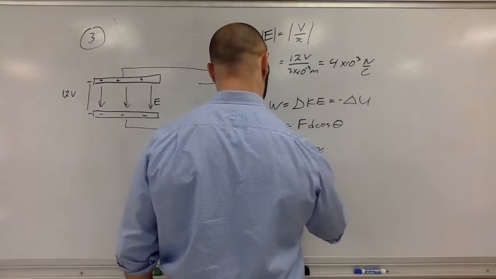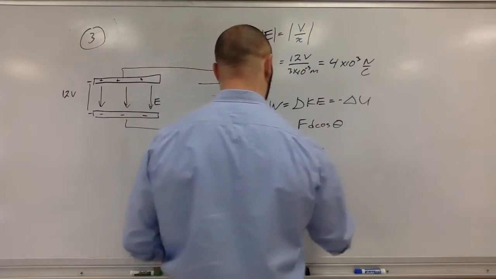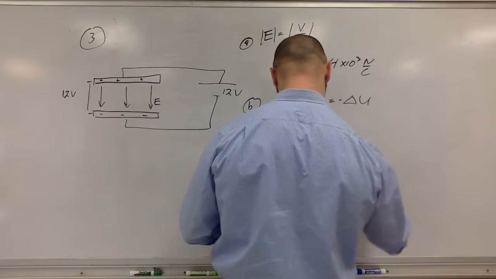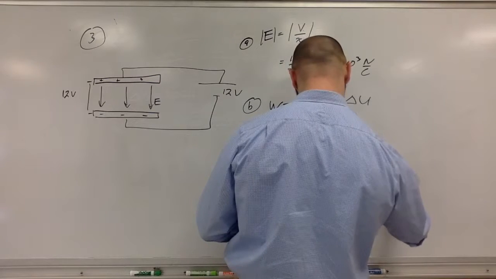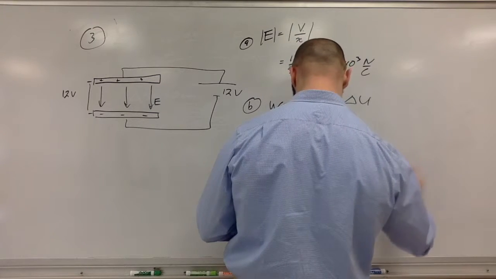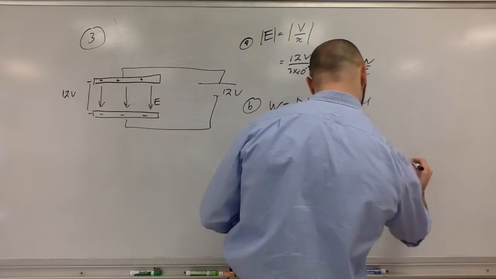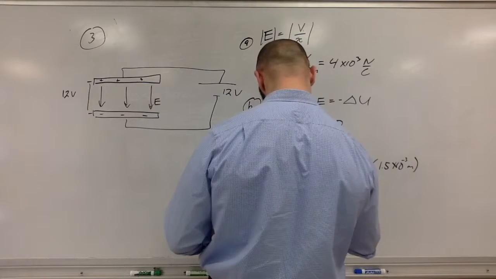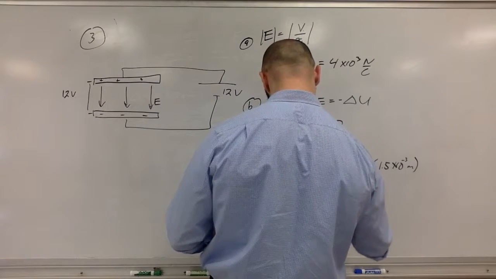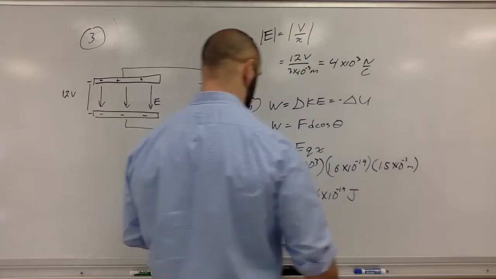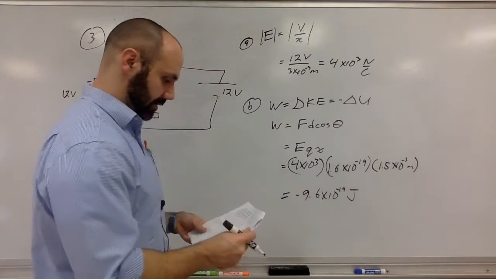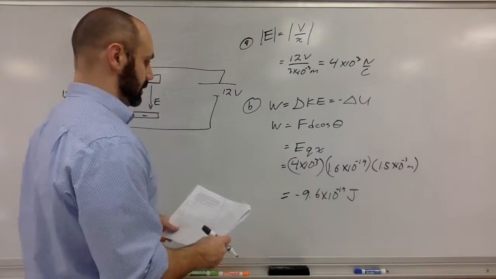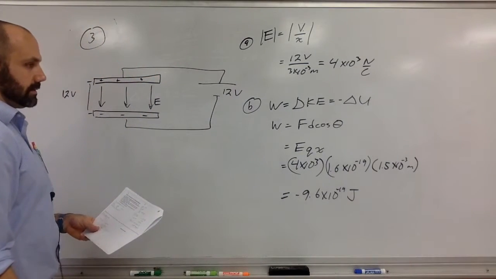We have the electric field. The charge is 1.6 times 10 to the negative 19. And X is 1.5 times 10 to the negative third meters. And I think you end up with negative 9.6 times 10 to the negative 19 joules. This is what we're talking about here.